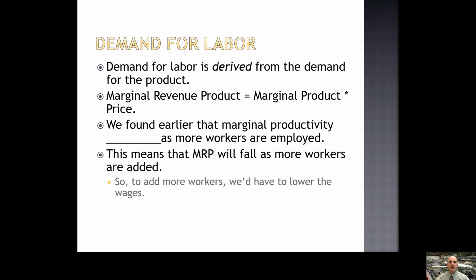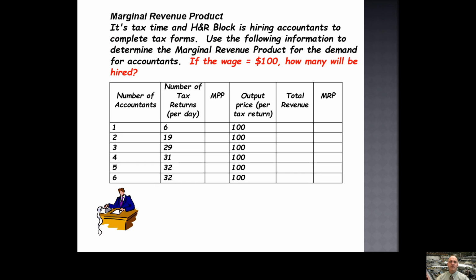Sort of makes sense. At really low wages, the firms might demand a higher quantity of workers, but at really high wages, they really won't demand that many workers. And it relates to this idea of marginal revenue product. So let's imagine it's tax time. H&R Block is hiring accountants to complete tax forms.